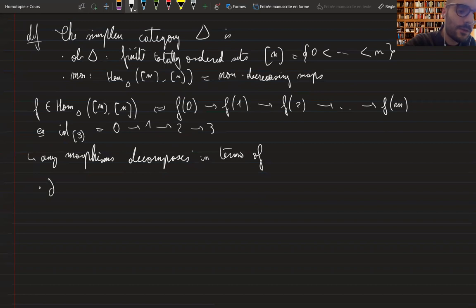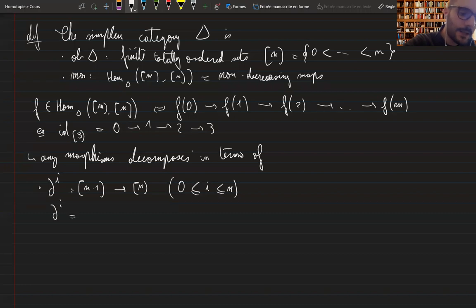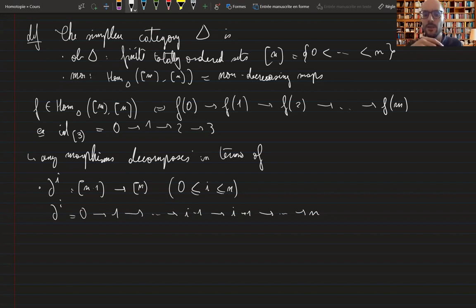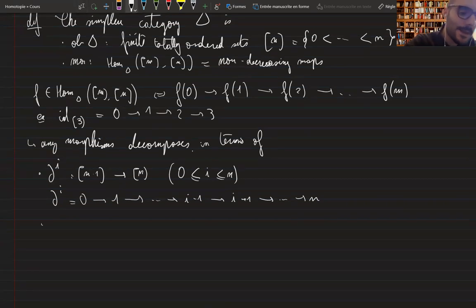So you have the cofaces d^i from bracket n minus 1 to bracket n, where you have 0 less than or equal to i less than or equal to n. So bracket d^i, this is my notation. Typically, I will put an exponent whenever something is cosimplicial rather than simplicial. So this is simply the morphism that misses the number i, the unique injection that misses i. So these are called cofaces.